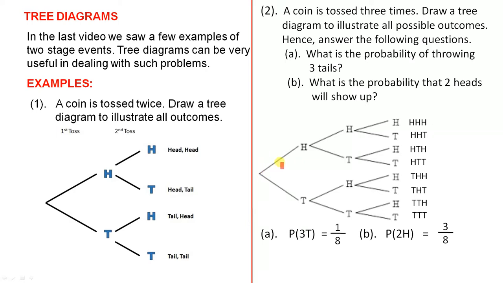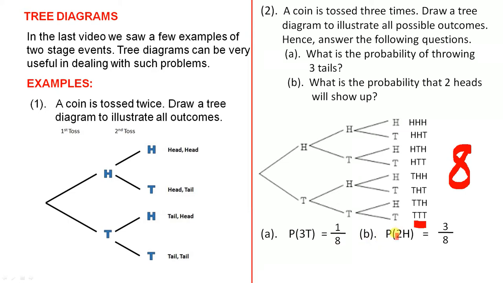Remember, you start from the top. Head, head, head. Head, head, tail. Head, tail, head, and so on. And you can see there are 8 possibilities if you count them. Now, the probability of 3 tails, that only occurs once there. So it's 1 over 8. Because it only occurs once, and there are 8 possible outcomes, so it's 1 over 8.